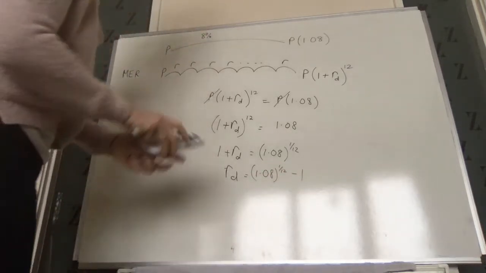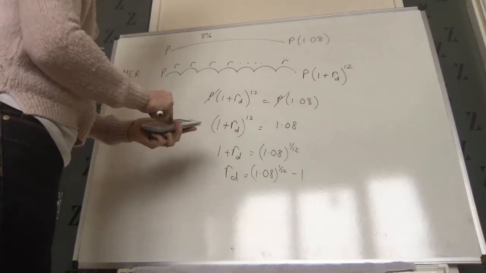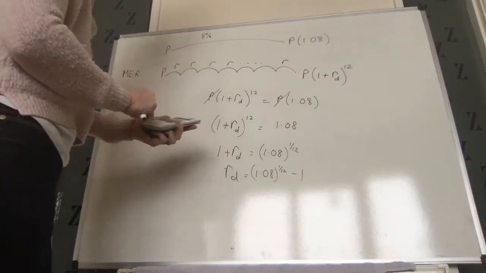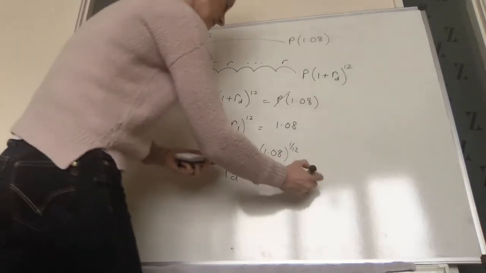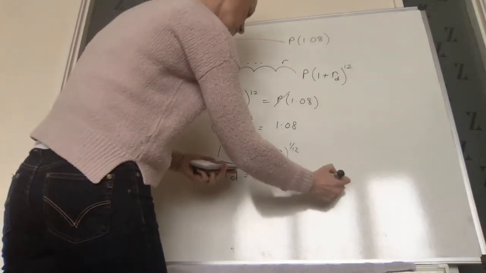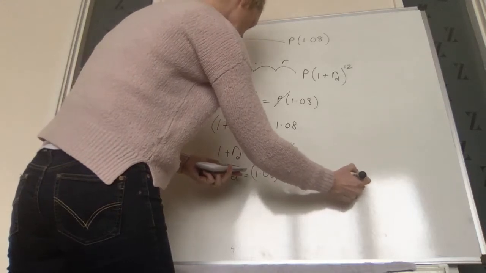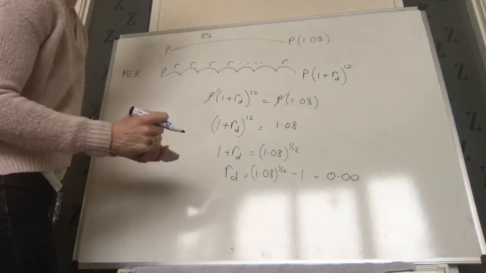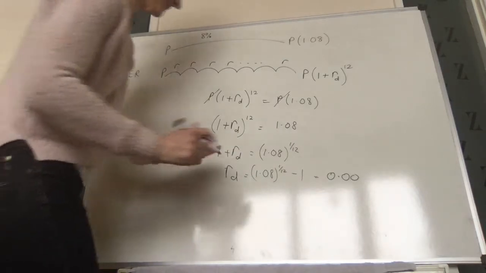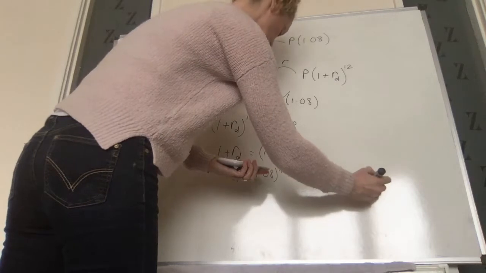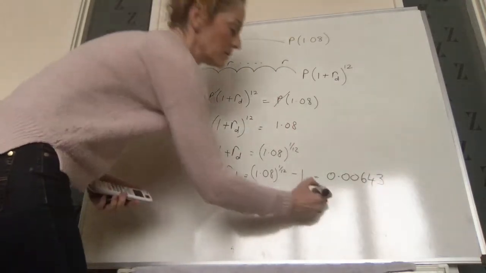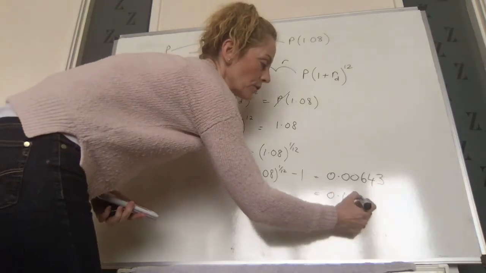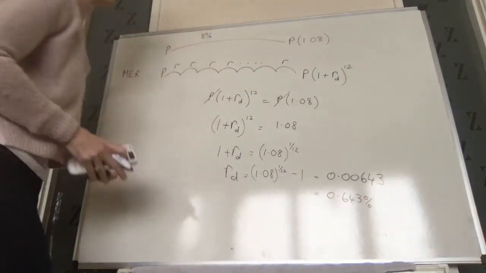Again, what does that turn out to be? 1.08 to the power of 1/12 minus 1, which will give you 0.00643, which is 0.643%. So what are we saying there?